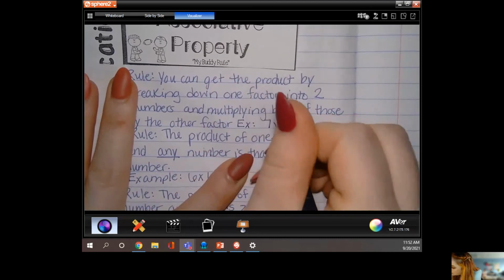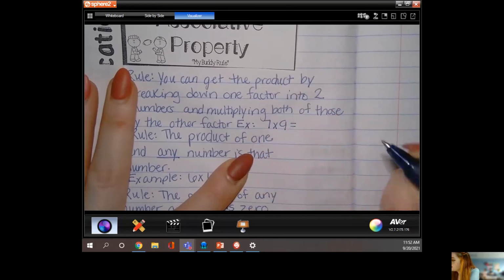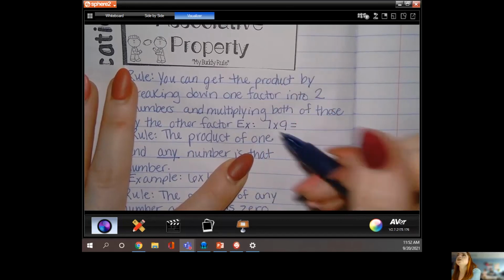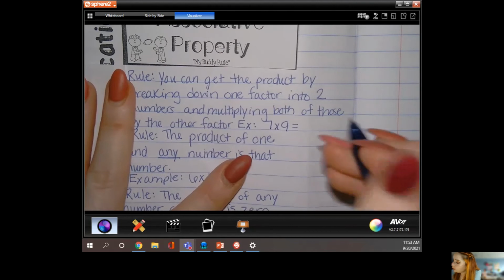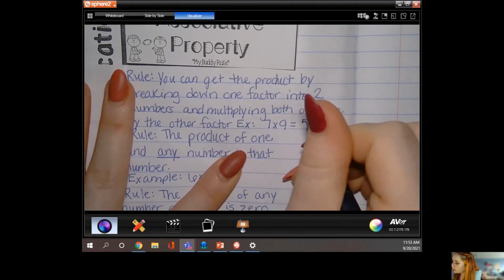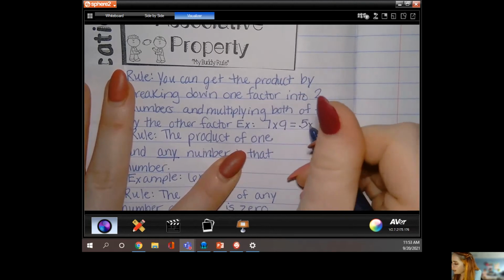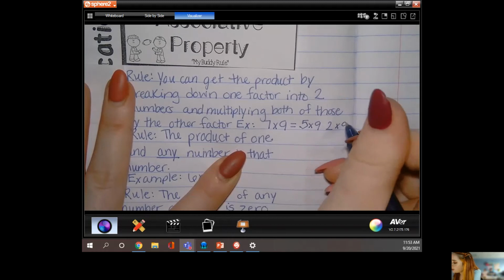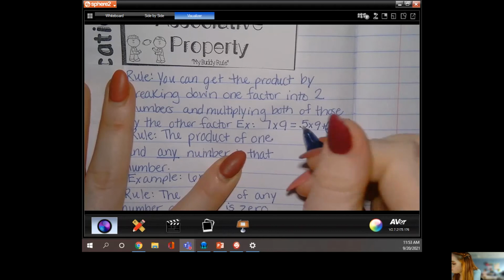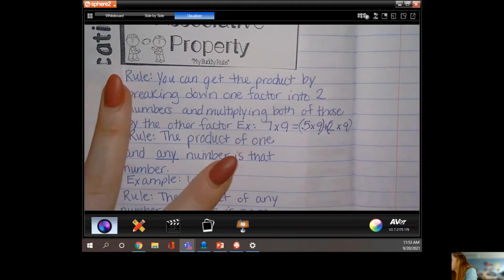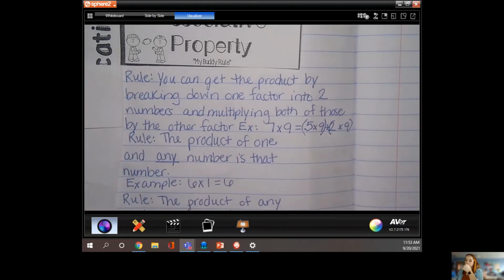Seven times 9 is the same thing as what? What 2 factors or 2 addends can you break 7 into? Bryn? 5 and 2. And you could take those 2 numbers and multiply them both by 9 instead of just doing 7 times 9. And then you can add those together. So you have 5 times 9 and 2 times 9, and then you add those together, and that would equal the same thing as doing 7 times 9.